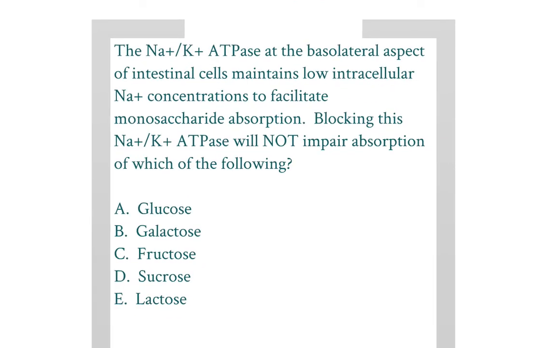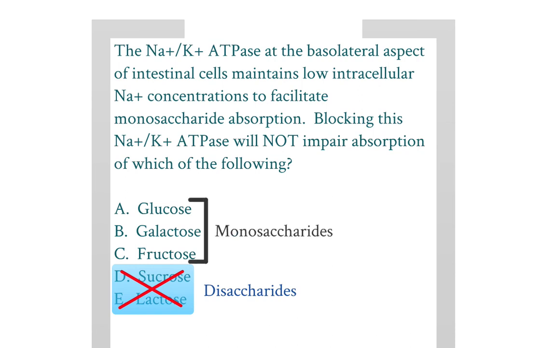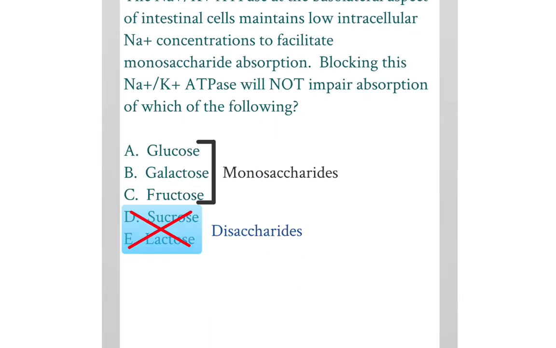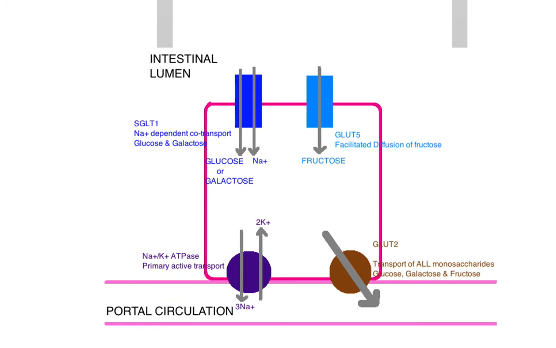To begin with, sucrose and lactose are disaccharides, which eliminates choices D and E. There are three main monosaccharide units: glucose, galactose, and fructose. Glucose and galactose absorption occur through sodium-mediated co-transport. In intestinal cells, like all cells of your body, the sodium-potassium ATPase maintains a low intracellular sodium concentration.